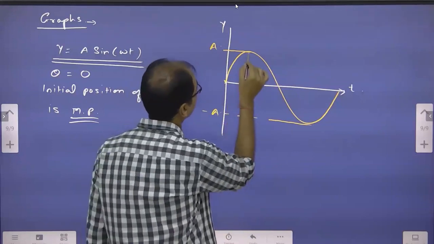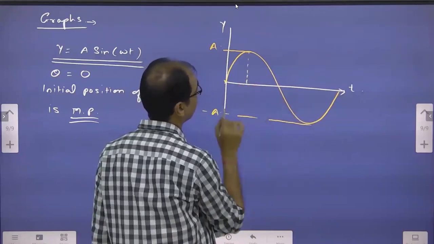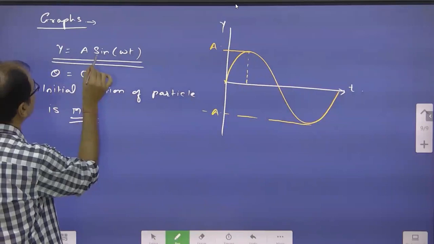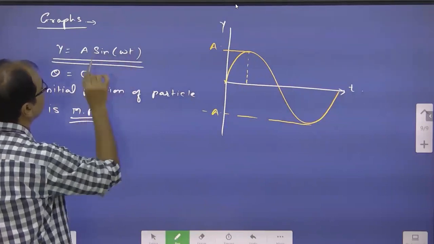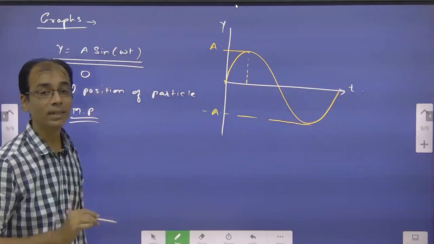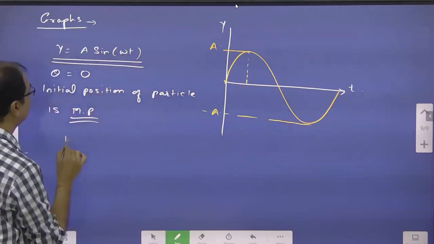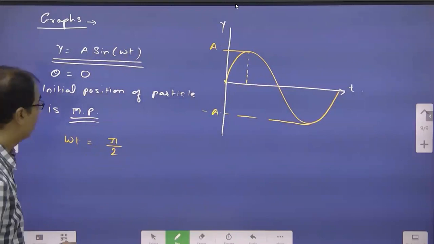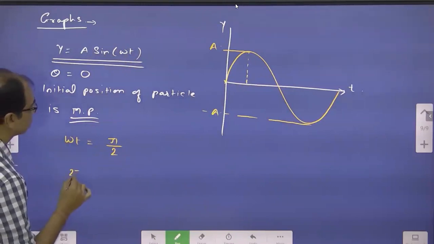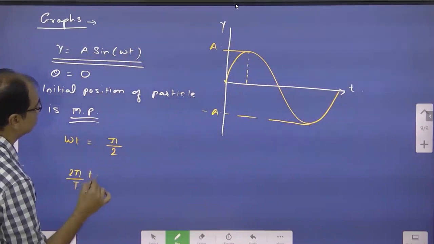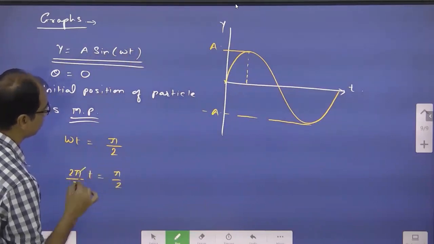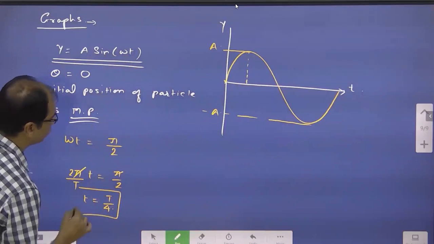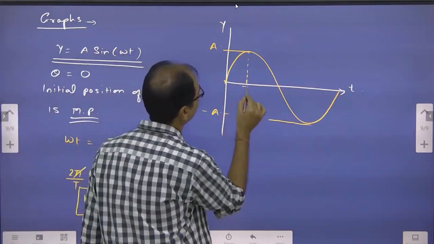This maximum value, when are we going to reach it? When time is how much? Let's see. When will this y be maximum? When this sine omega t will be 1. That means omega t will be 90 degrees, that means omega t is pi by 2. And what is this omega? Omega we used to write as 2 pi by time period, into t equal to pi by 2. So what are we getting? See, t is coming T by 4. So after 1/4 of the time period, here I can write T by 4.